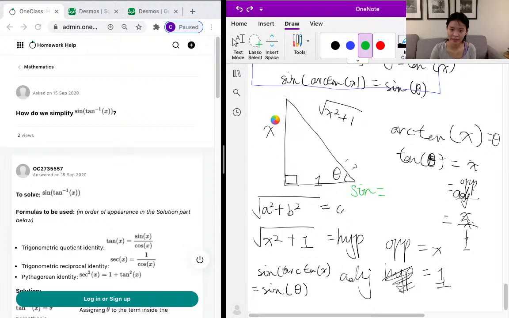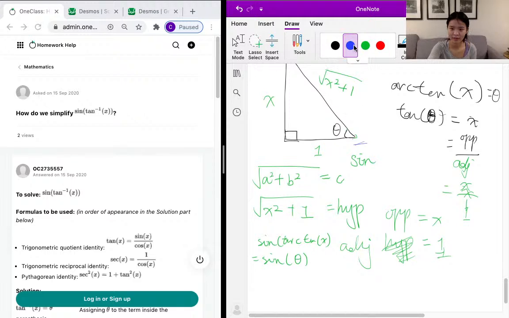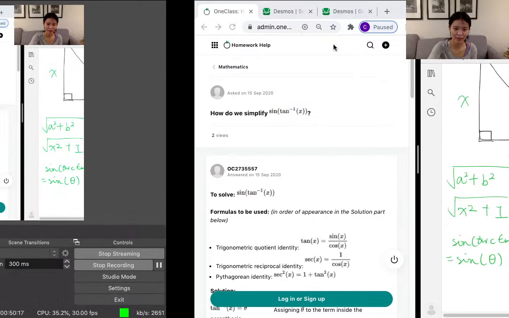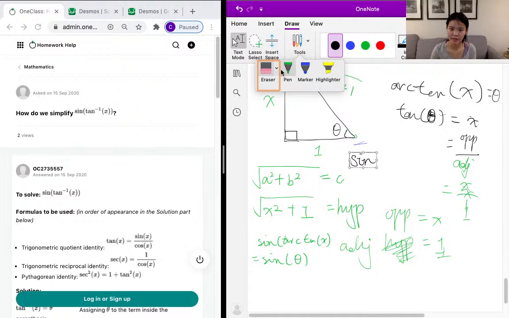Oh, OneNote is not working. But our sine of x, yes, does it start working again? Perfect. It changes the color of everything, but I mean, it's working. So let me just change it back to black really quickly. Change the sign to black. And let me just continue with our solution.